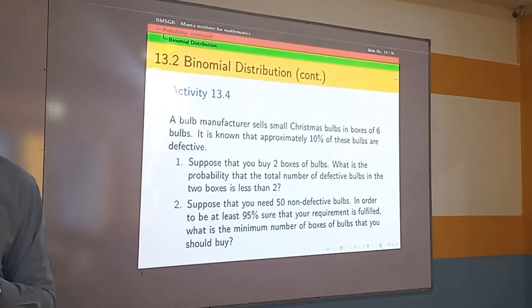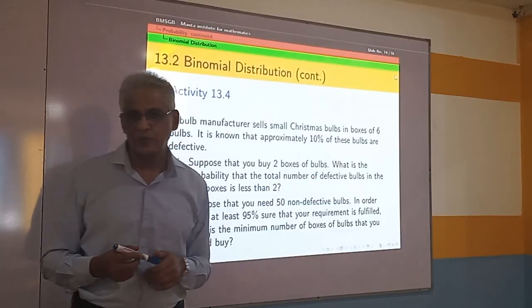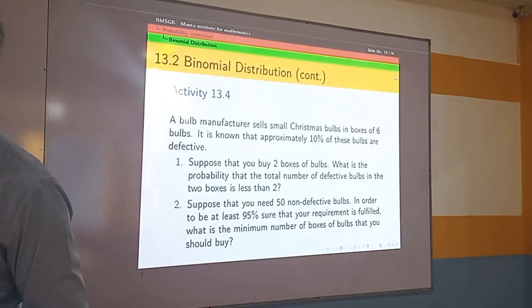When you have n equal to 1, that can happen. So at least you have to have how many?